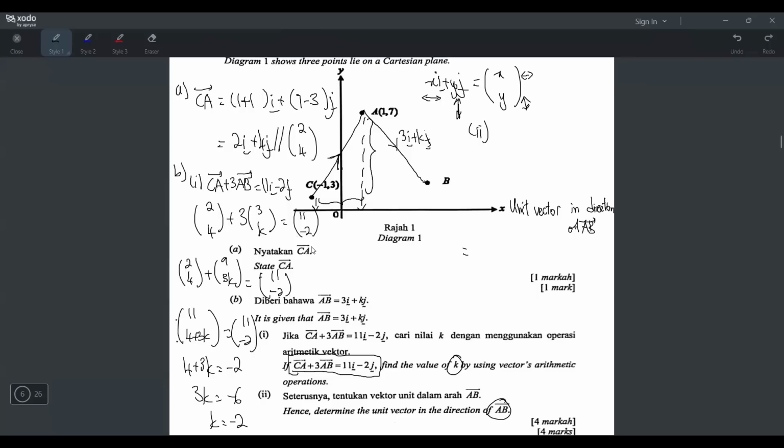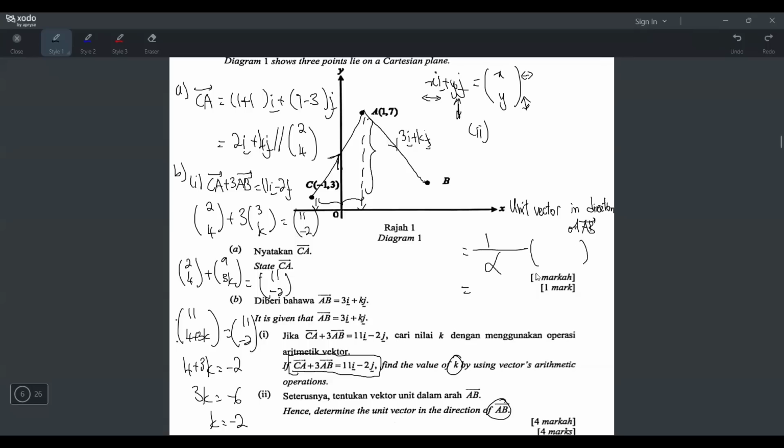When you're doing coordinate vector questions, it means the i, j questions, they like to ask two things. First is the magnitude, second is the unit vector. And you need to know the formula for both these things. Okay, I will tell you the formula for unit vector now. It's 1 over magnitude times the vector.